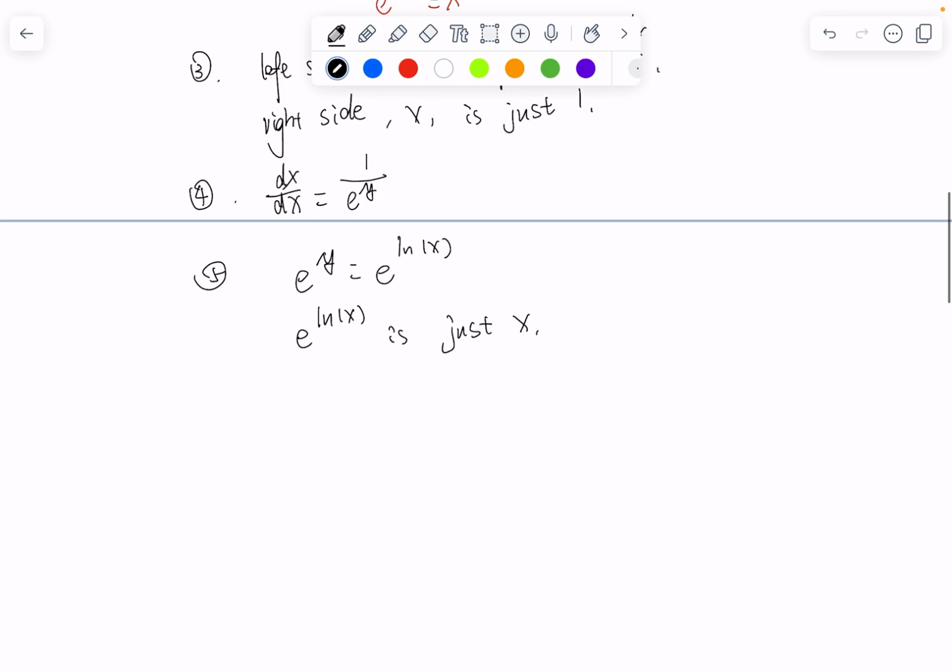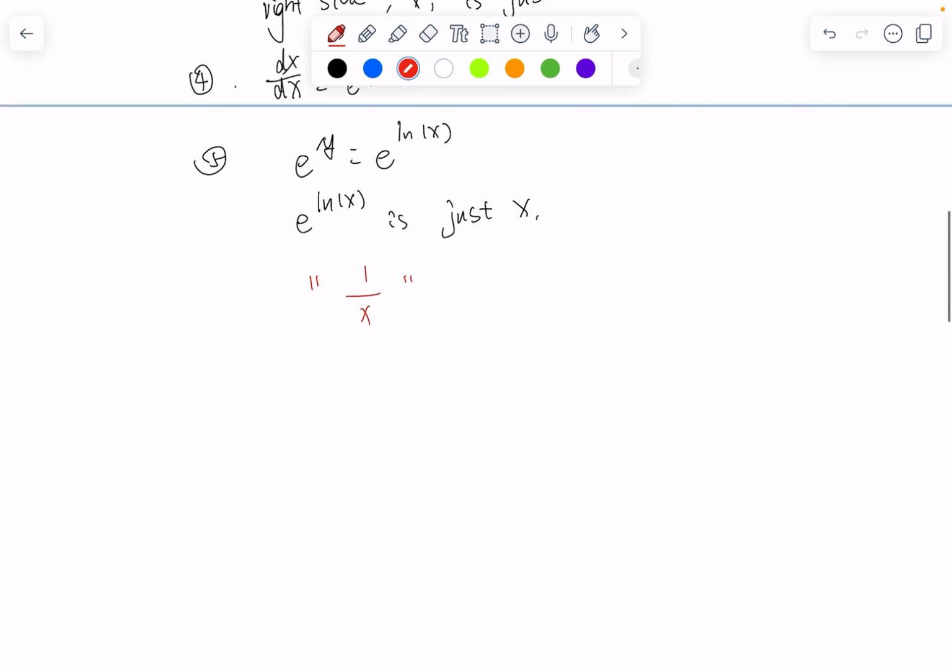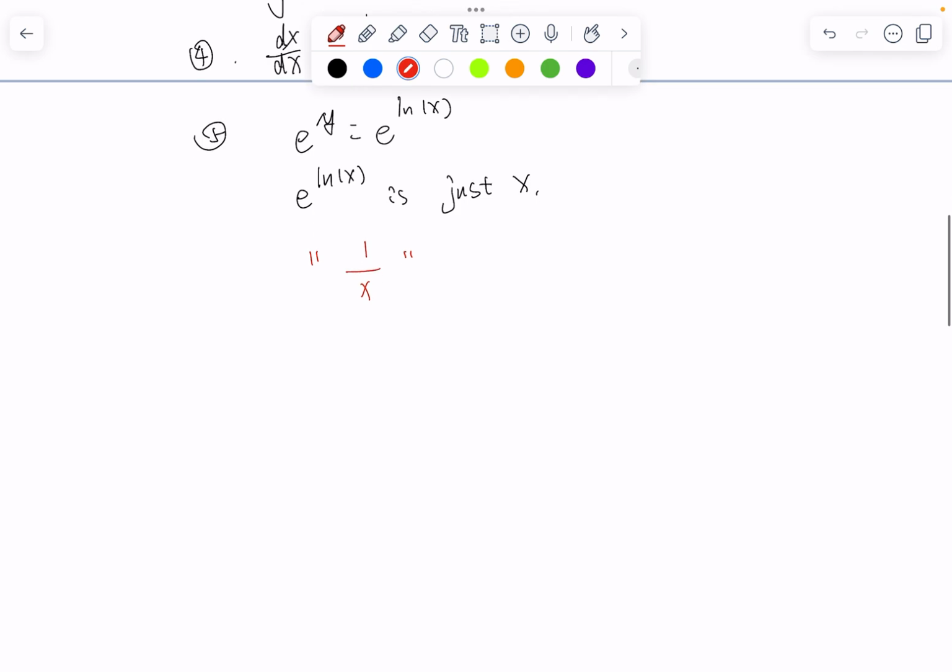The derivative is 1 over x. To your notes, please box the rule. It's one of the most important ones. That is the key rule.